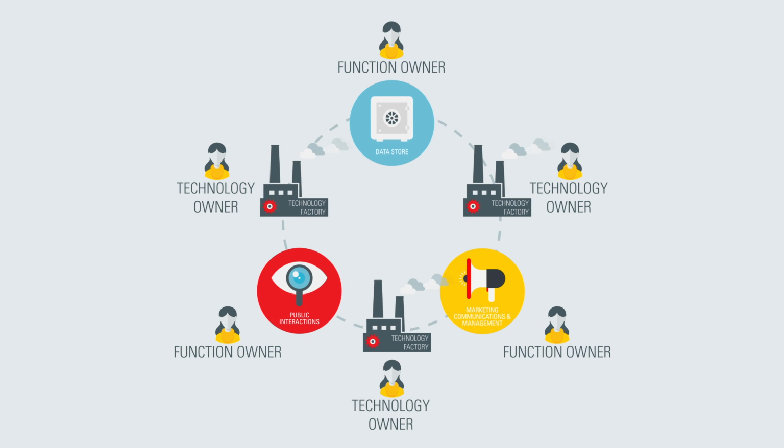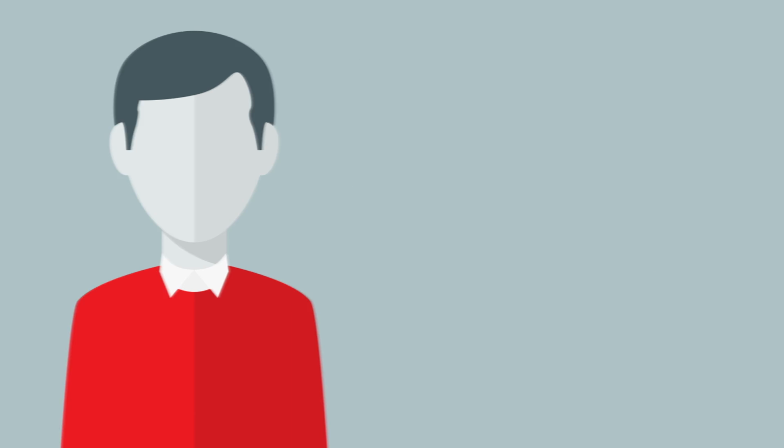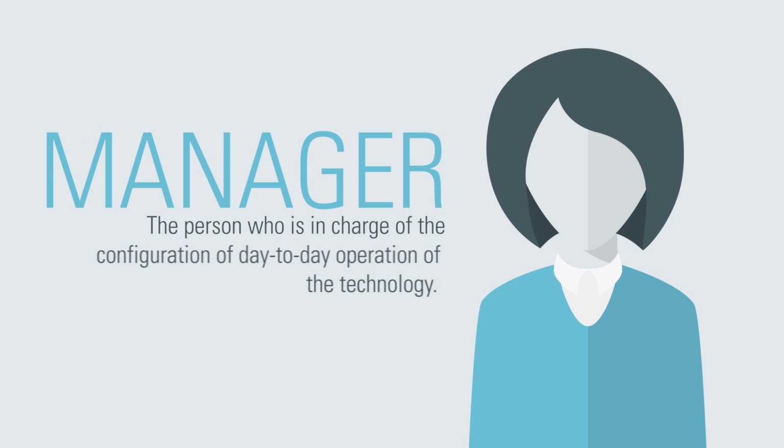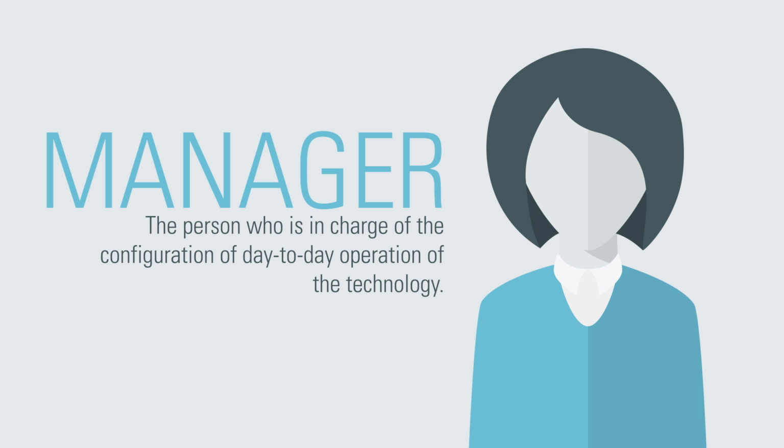Functional owners and managers. Individual machines in a technology block require detailed knowledge to be optimized. There is a need to define and separate functional ownership and management of the technology. Owner: pays for the technology or whose KPIs include the ROI delivered on the technology. Manager: in charge of the configuration of day-to-day operation of the technology.